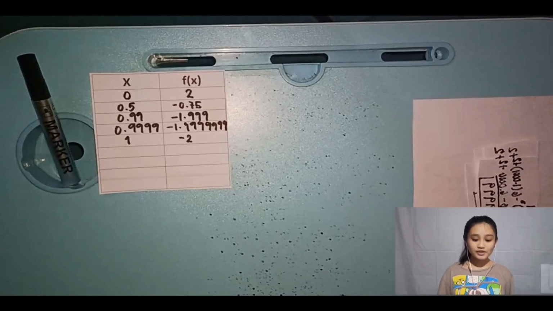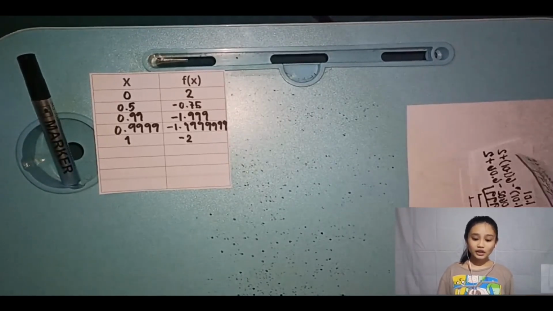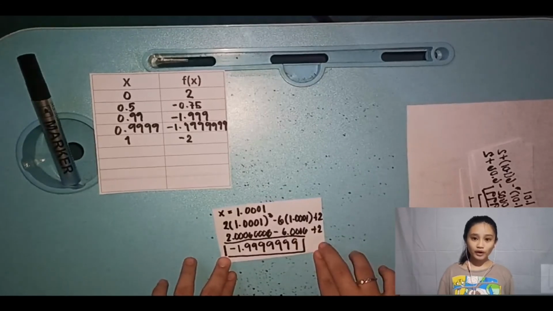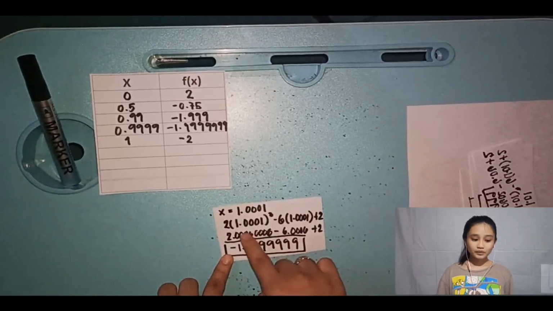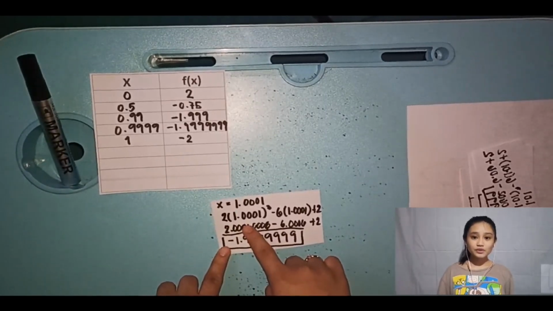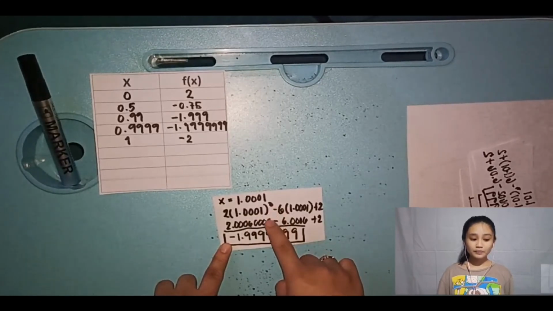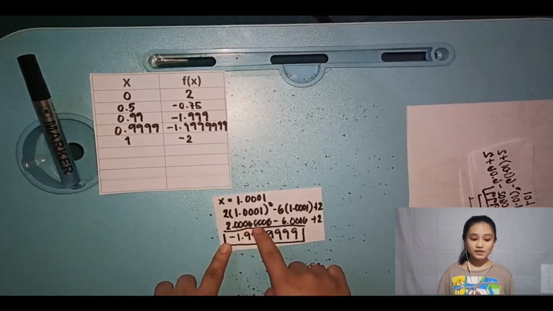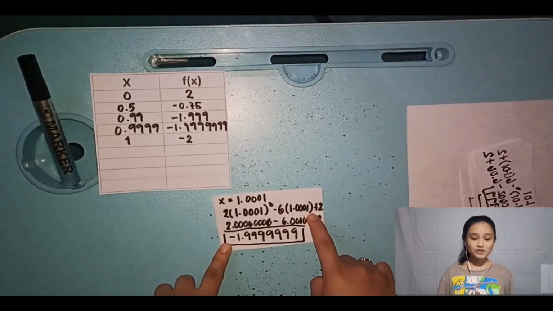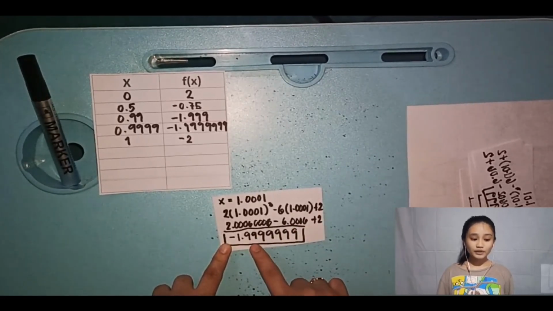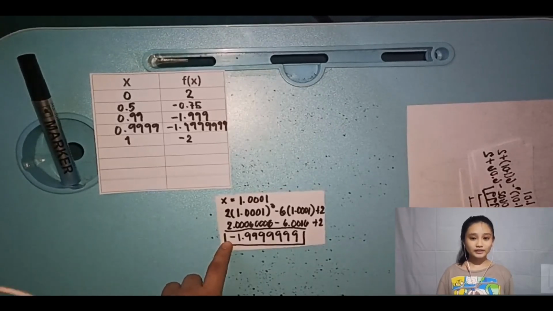Next, approach x equals 1 from the right, just like what we did earlier. Let's have x equals 1.0001. 2 times 1.0001 cubed, 2.0006006, minus 6 times 1.0001 plus 2 equals negative 1.9999999.